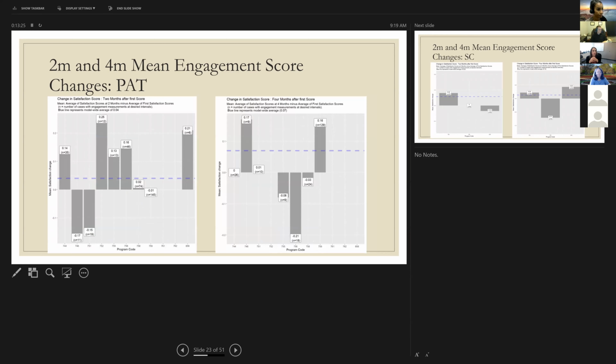Another way that we looked at this is to look at change in these scores, and the blue dash line is the average across all of the PAT programs. And what we see is both at 2 months and at 4 months, there is a slight increase in how much fathers are involved in these daily activities. And the change for PAT programs is bigger at the 4 month. So there's actually a greater increase in father engagement 4 months out relative to 2 months.